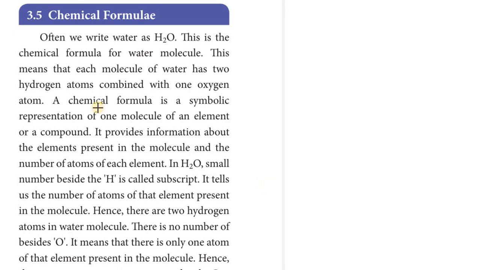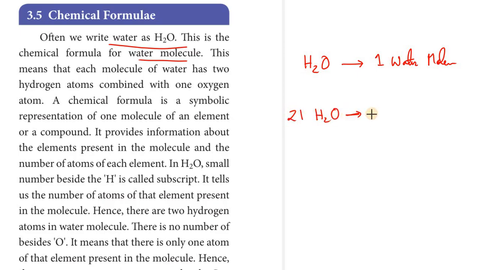Okay, so now we will talk about chemical formula. As I have already talked about previously, often we write water as H2O. Now this is the chemical formula for a water molecule. So H2O represents basically one water molecule, right? So what is the meaning of say 21 H2O? 21 H2O means 21 molecules of water, right?